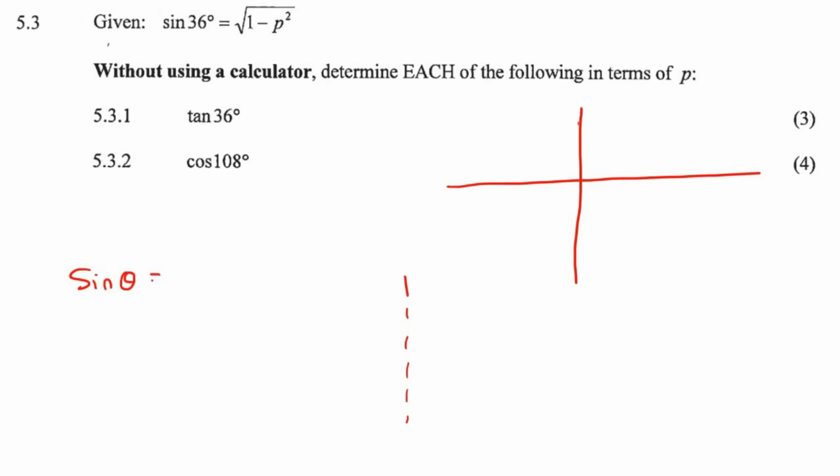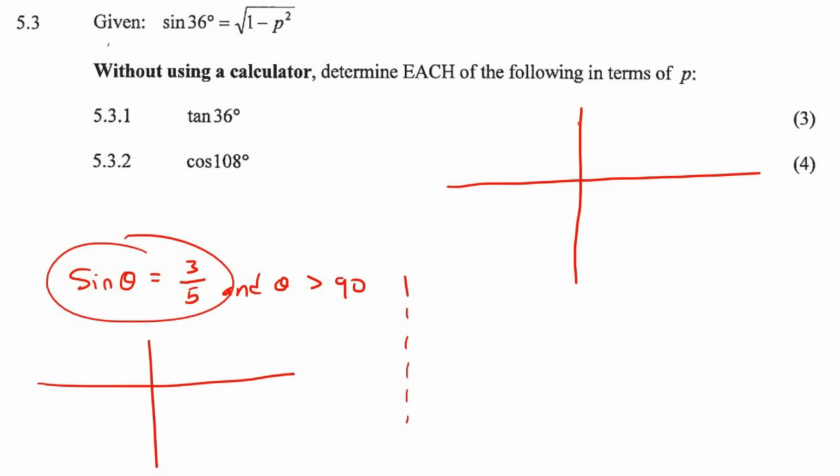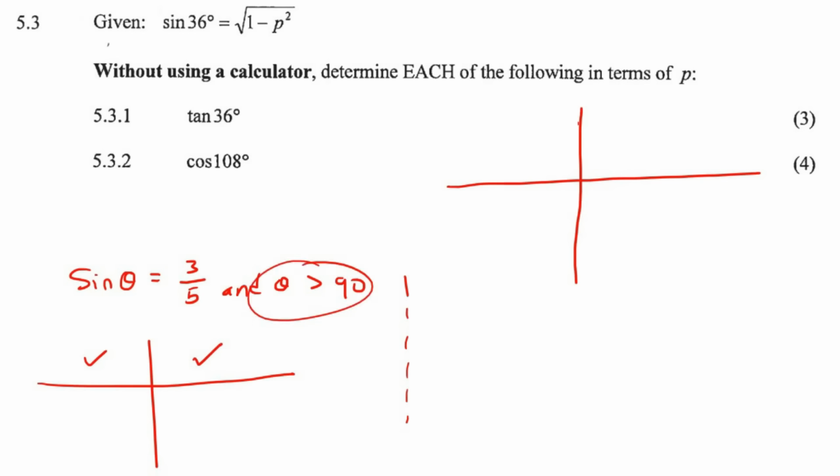They'll say sin theta is equal to 3 over 5, and theta is bigger than 90. Then you got to somehow try to figure out which quadrants you're in. So this part here would tell you that sin is positive, so that could be there and there. And then they would tell you that the angle is bigger than 90, which could be there, there, and there. And then you would draw it in this quadrant because both of them are there.